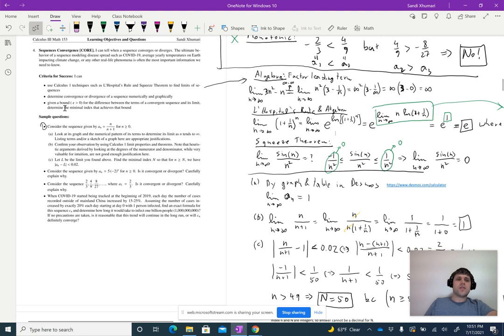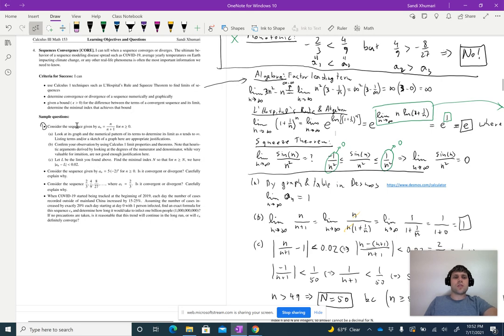And then lastly, given a bound epsilon for the difference between the terms of a convergent sequence and its limit, determine the minimal index that achieves that bound. This is useful when you're calculating something and you need it to a certain precision. Maybe you're taking the limit and you want to say, hey, I want to find a limit that's within 3 decimals of the correct answer. Then how do you know to get there? Well, that's what the epsilon is for.